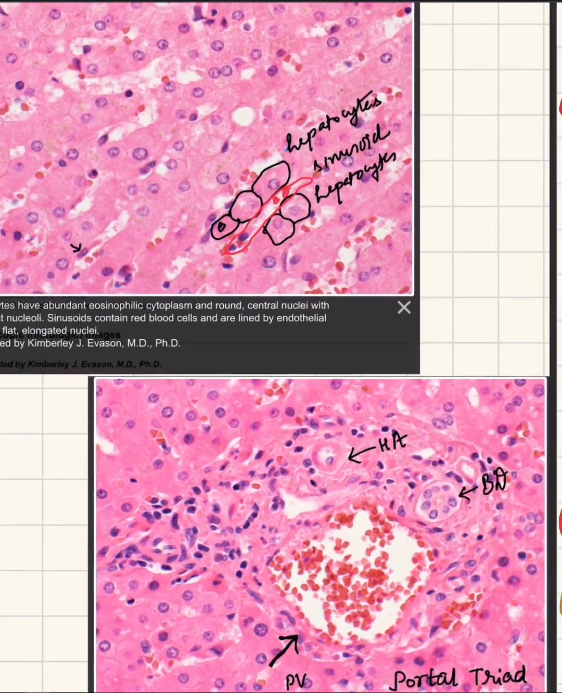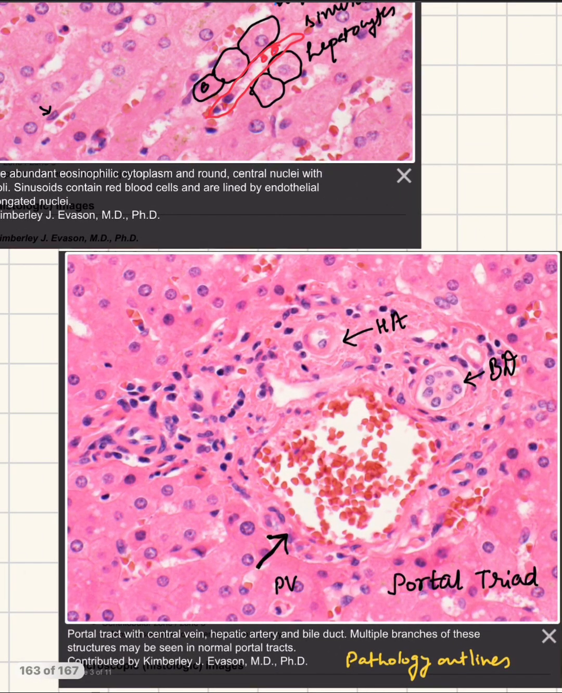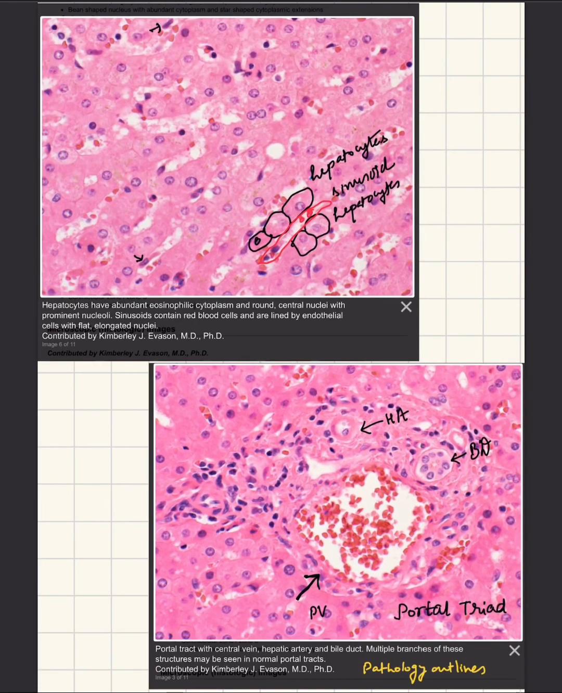And this is the portal triad, having the branches of the hepatic artery, the bile duct, and this dilated portal vein. So this is the portal triad.